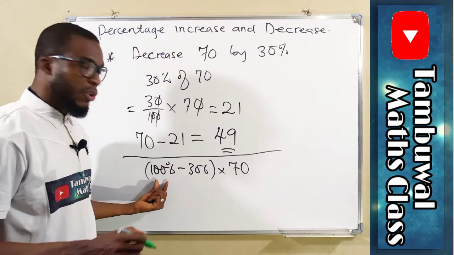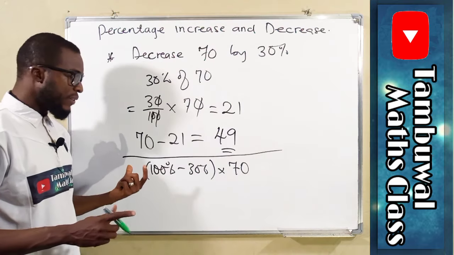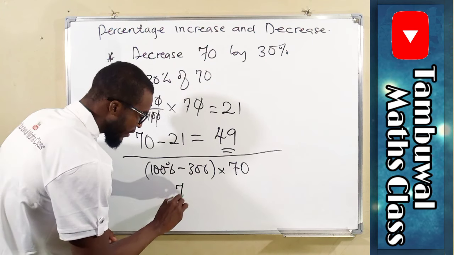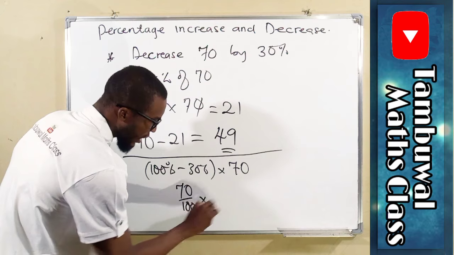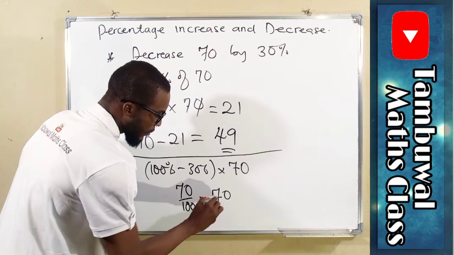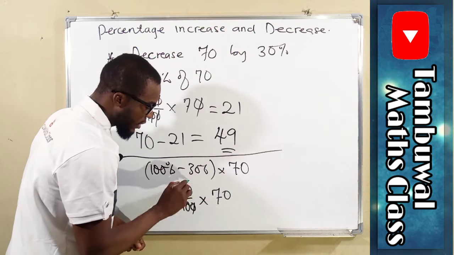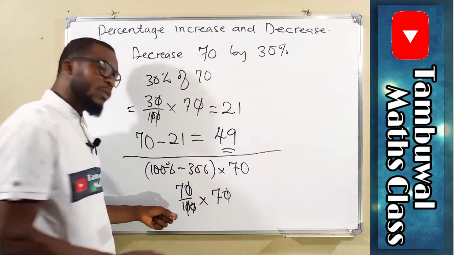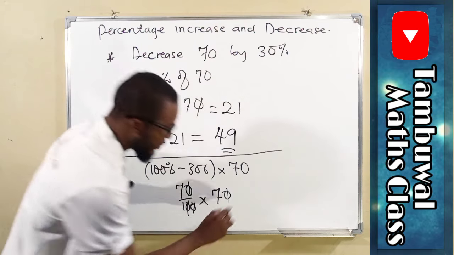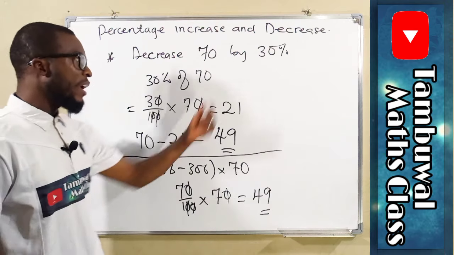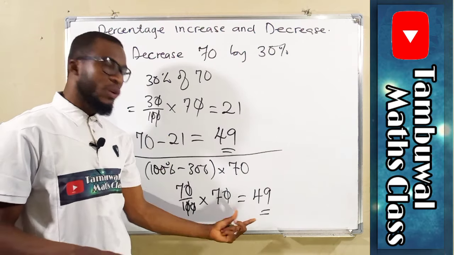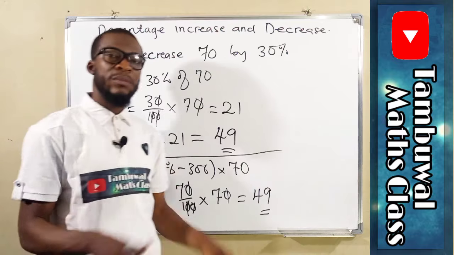If you subtract 30 out of 100, you shall obtain 70%, and 70% can be written as 70 out of 100 times 70. This 0 will take care of this. All we have left is 7 times 7, which is the same thing as 49. So you can follow either this approach or this one, but you have to arrive at the same answer.